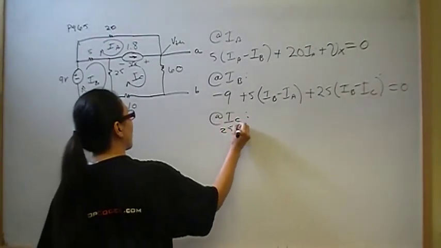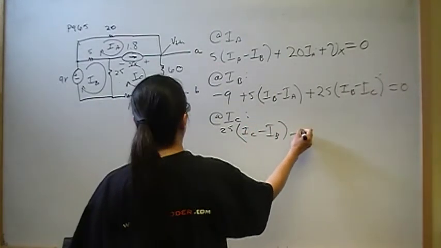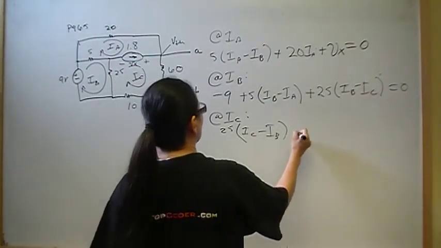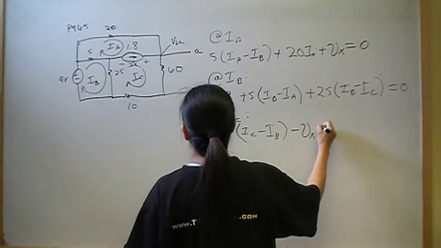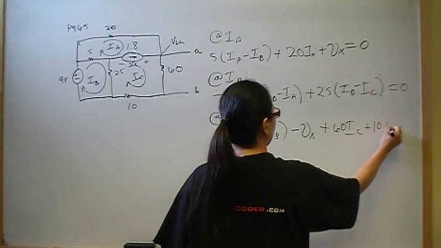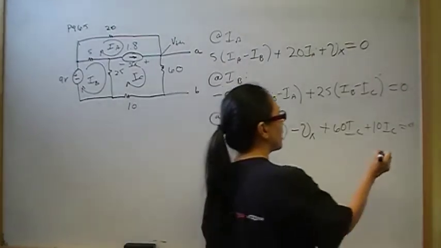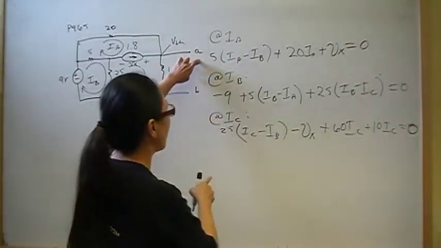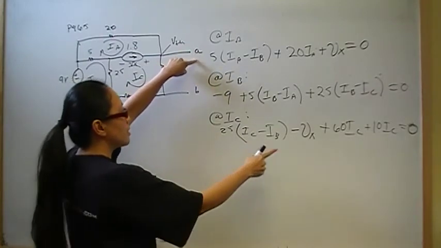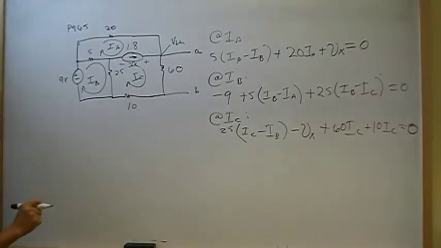And then our final mesh is at IC. So we got 25 times IC minus IB, and then we have this voltage right here, minus Vx, and then plus 60 IC and plus 10 IC, that's equal to 0. Okay, so at this point, we could eliminate the Vx if we add these two together. So in algebra, we are allowed to do that. We can add any two equations together. So if we wanted the Vx's to cancel out, we could do that. But if you didn't see that, you'll still be fine.